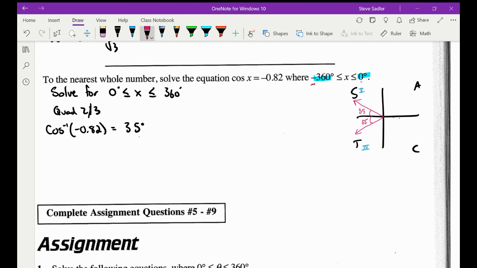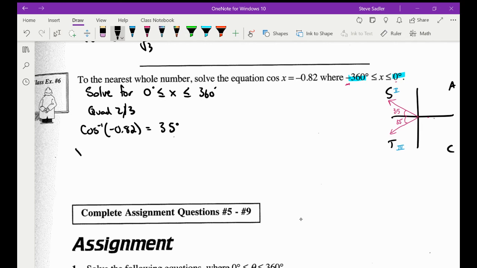Now we want to find the rotation angle. So that's going to be 180 minus 35 and 180 plus 35, and that gets us rotation angles 145 and 215. So in the example above, we were going one more rotation around the quadrants and we were adding 360. In this case, we are going a rotation in the opposite direction, so we are going to subtract 360.